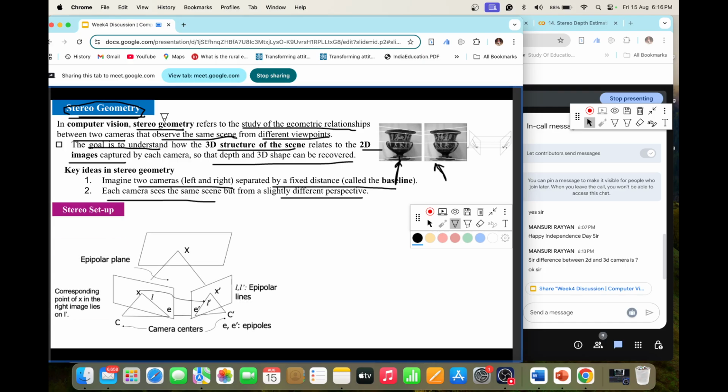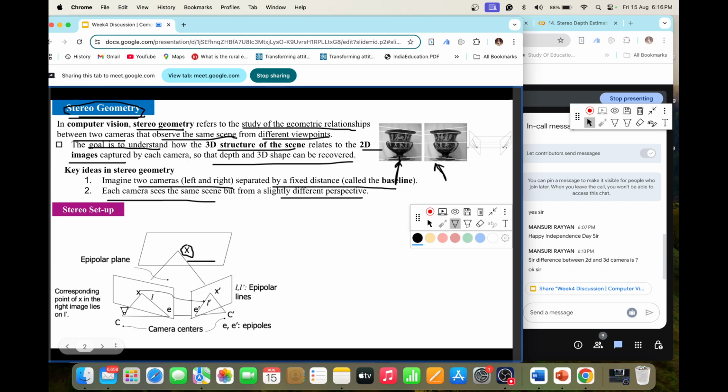Now let's move to our geometrical description of the stereo geometry setup. This capital X is your scene point, or the point in the real space. That capital X has coordinates capital X, capital Y, capital Z. So this is the point in the real world, or your main scene point. Now we have two cameras, right?